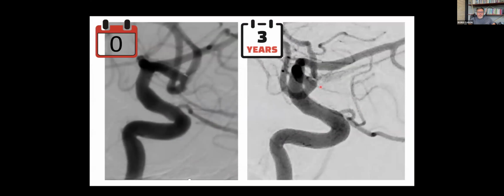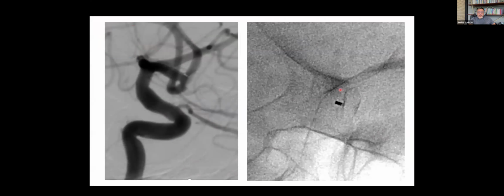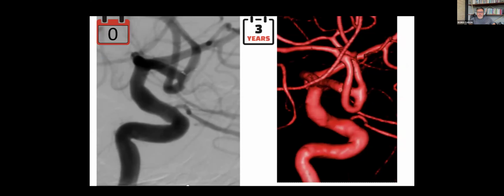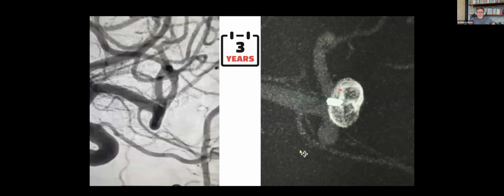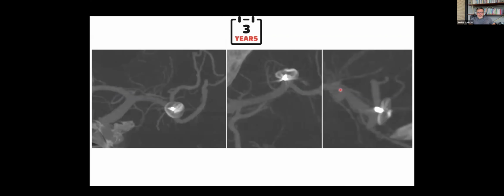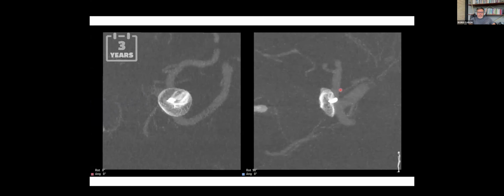And here is 3 years follow-up. We only may see the radiopaque marker at the bifurcation, but the aneurysm is gone. And here is how the device looks 3 years later. You may see here the rotational and the 3D reconstruction. One more time, how it looks 3 years after the procedure, the low contrast image in different projections.